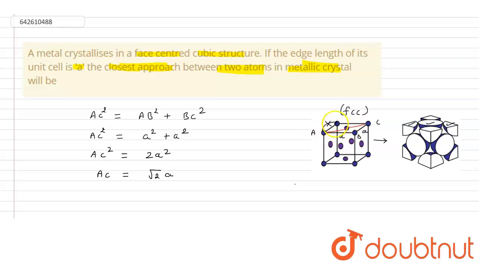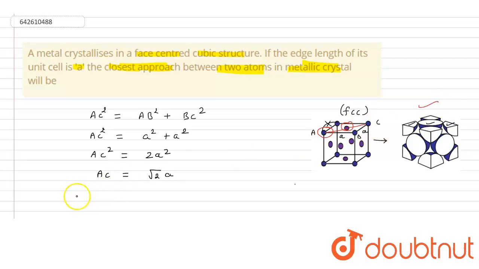But we have to find the closest approach between two atoms, and this is the closest approach. This atom is touching this atom, you can see in this picture. So the closest approach will be half of this diagonal.